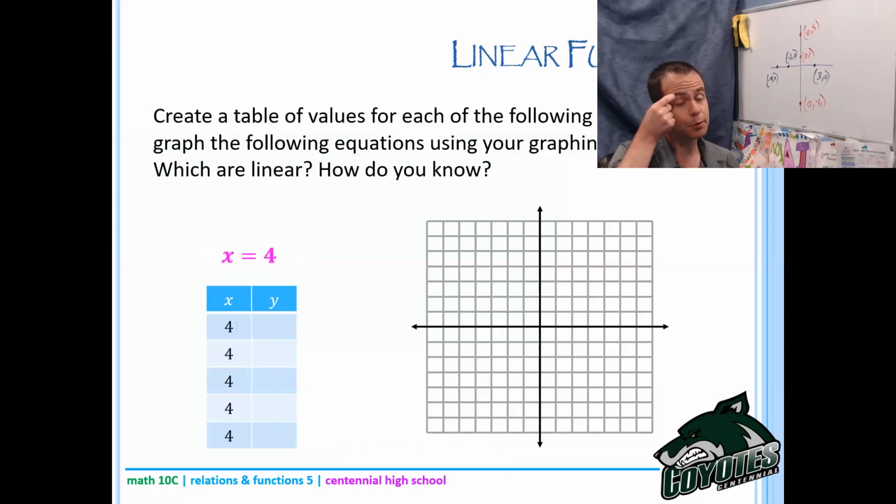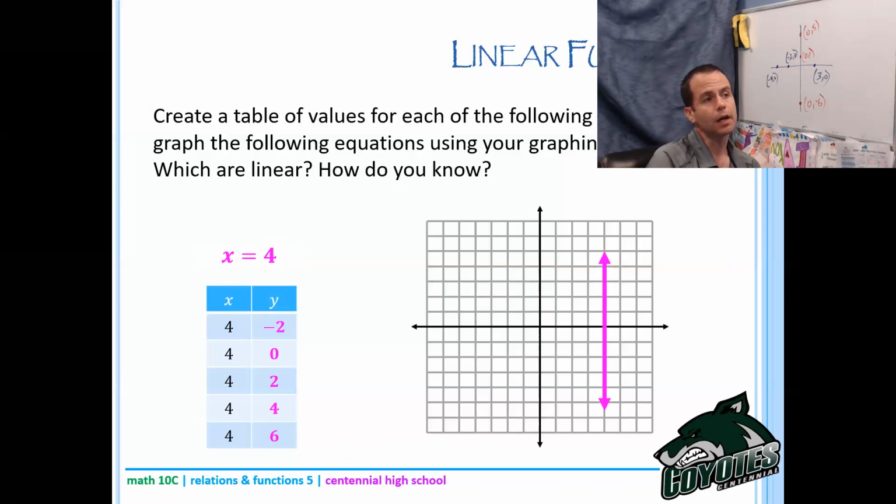All right, and then x equals 4. That means no matter what y is, x is 4. So notice how the table changed. I just put 4 in for x because it doesn't matter what I put in for y. X is always going to be 4. Okay, and when I go and graph those points to try and see what I'm looking at, I see that I end up with a vertical line.